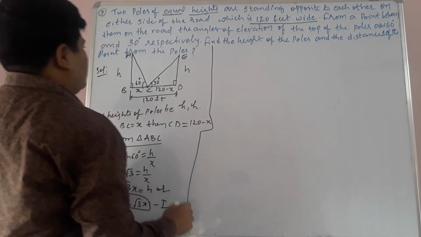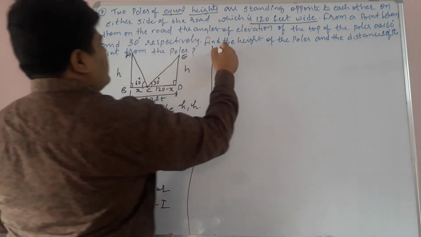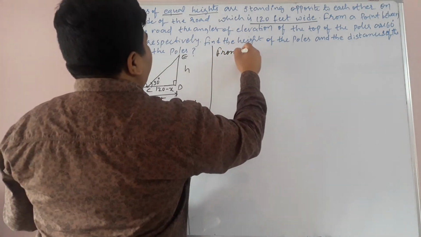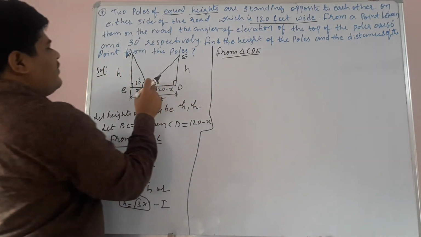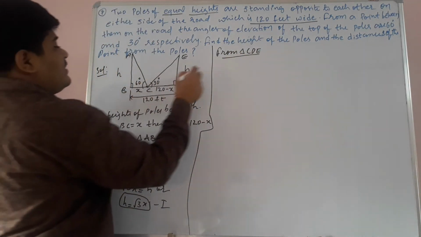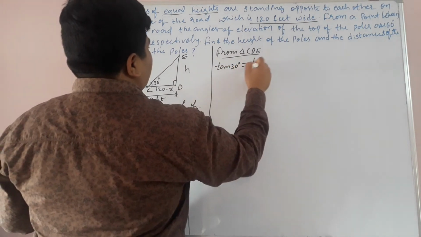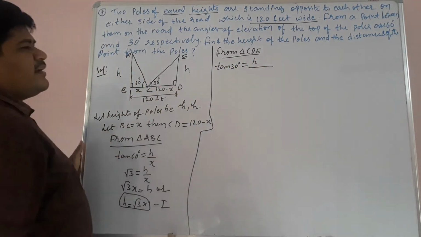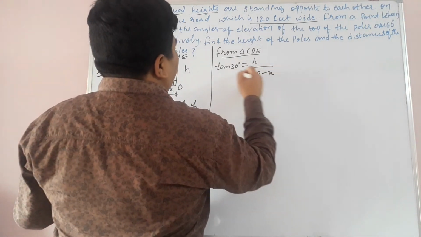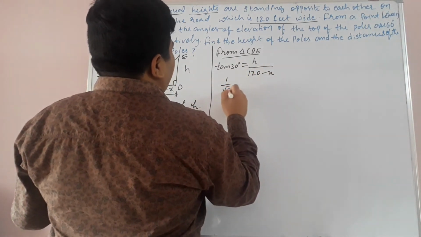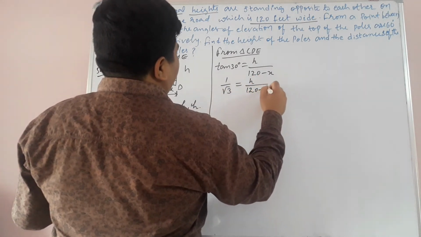Now children, I am taking the other triangle, that is CDE. From triangle CDE, what can we write? Here the angle of elevation is 30 degrees. So tan 30 degrees is equal to opposite side by adjacent side, that is h over 120 minus x. And children, what is the value of tan 30? 1 over root 3.